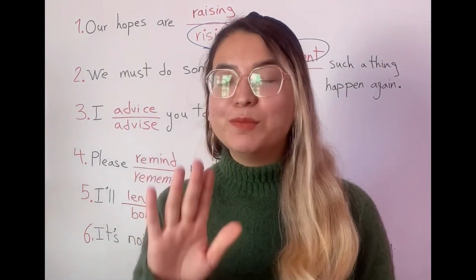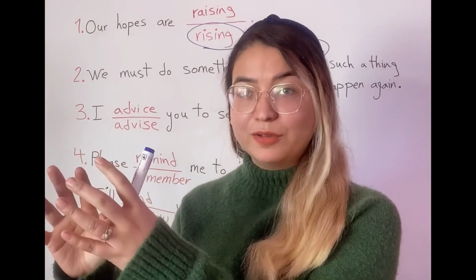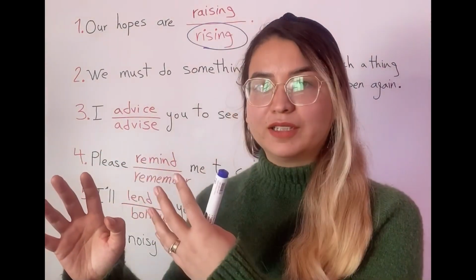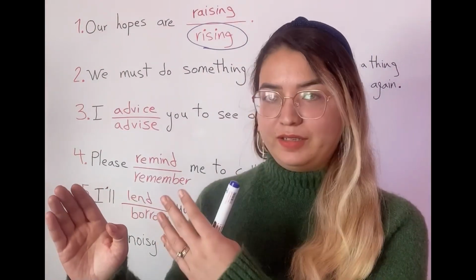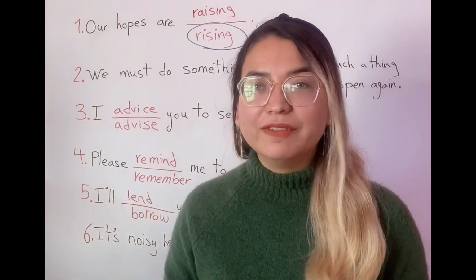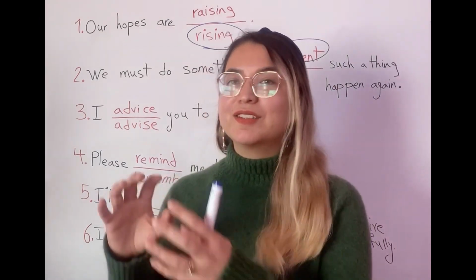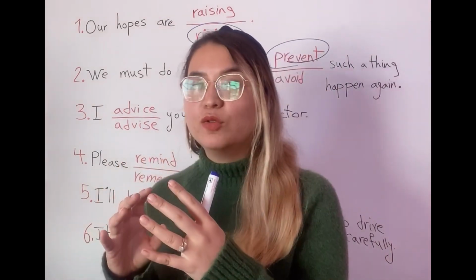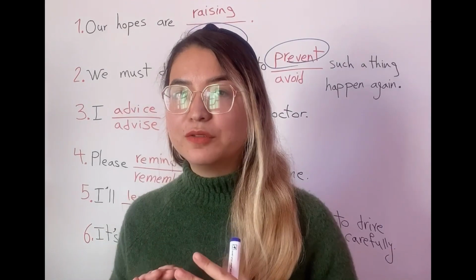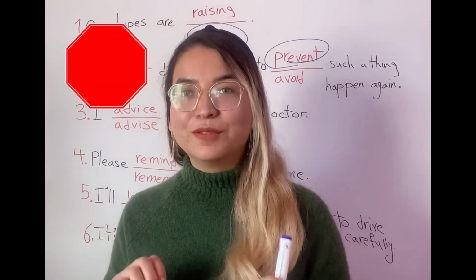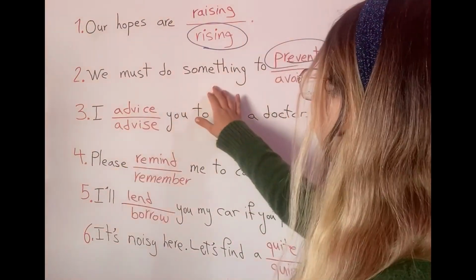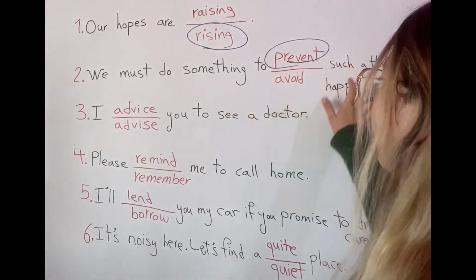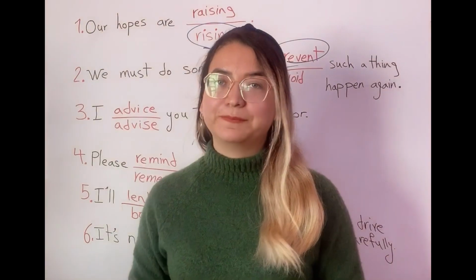Prevent, okay, imagine that something is happening, okay? You don't like to go there. This is called avoid. You avoid going there, okay? But prevent means that something is happening and you are there, okay? But you try to stop it, right? That's the difference. And here, something is happening. So you prevent such a thing happen again, right?